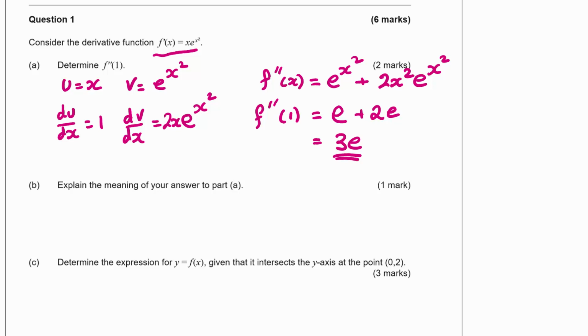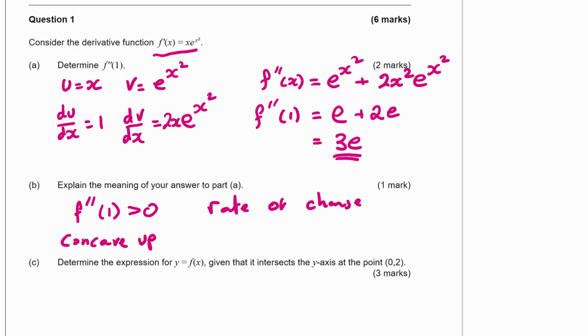Explain the meaning of your answer to part A. Well, if f double dashed 1 is positive, that would imply that it is concave up. But specifically, it is the rate of change of f dashed when x is equal to 1.